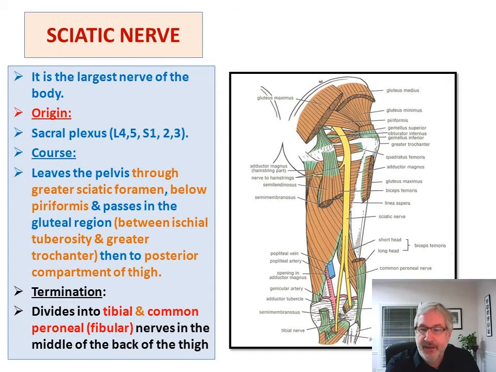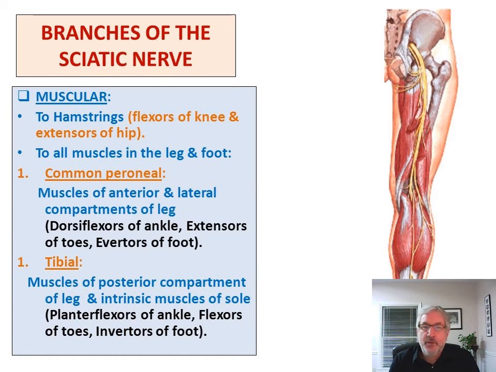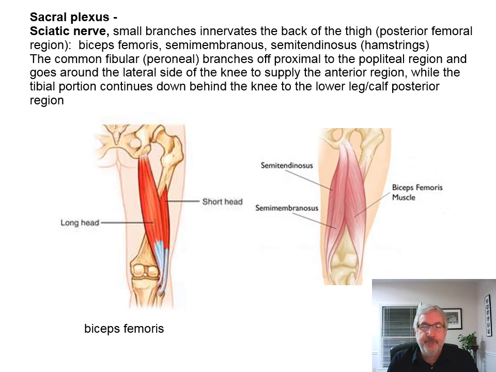Okay, and then it splits somewhere on the back leg, usually getting close to the knee, into the tibial and the peroneal or fibular nerve. Next slide. So that's just showing the branches again. I'm not going to go over that. Next slide.